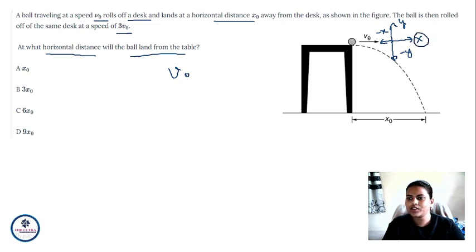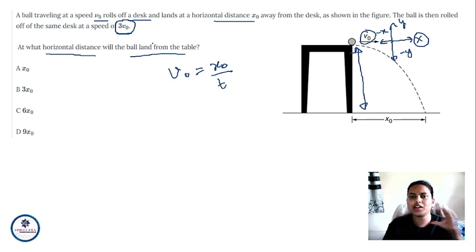So x velocity v naught is equal to the distance traveled in x direction upon time, and this time is dependent on this height. Since in the two cases where the ball is thrown with the velocity v naught and the ball thrown with the velocity thrice of v naught, the time would be same because the vertical distance has not been changed. So I can write that 3 times v naught is equal to x.